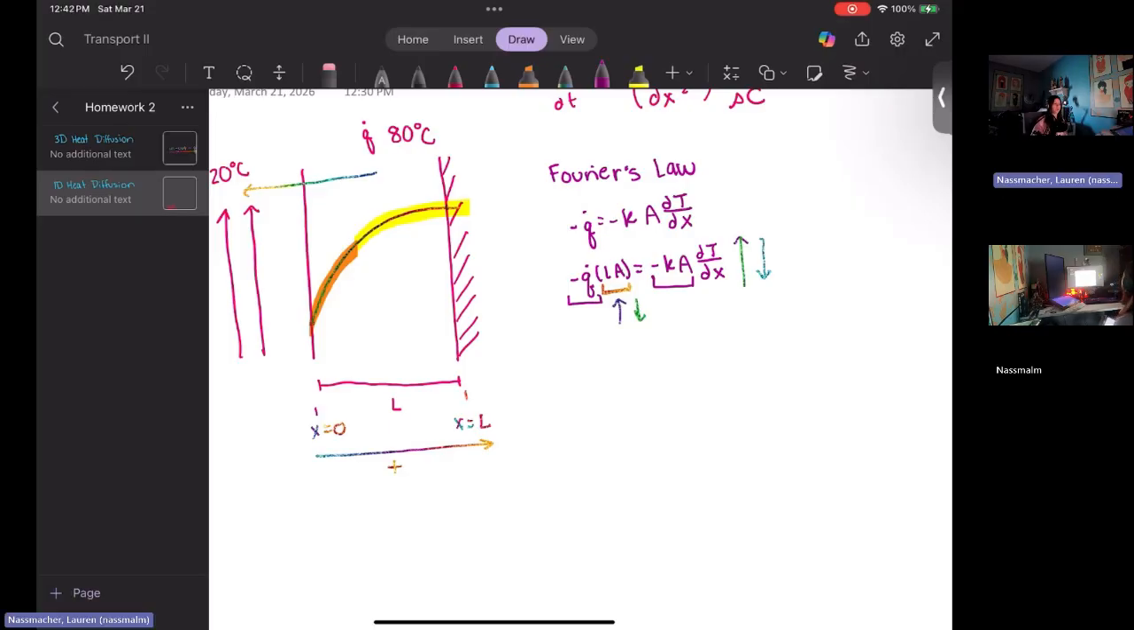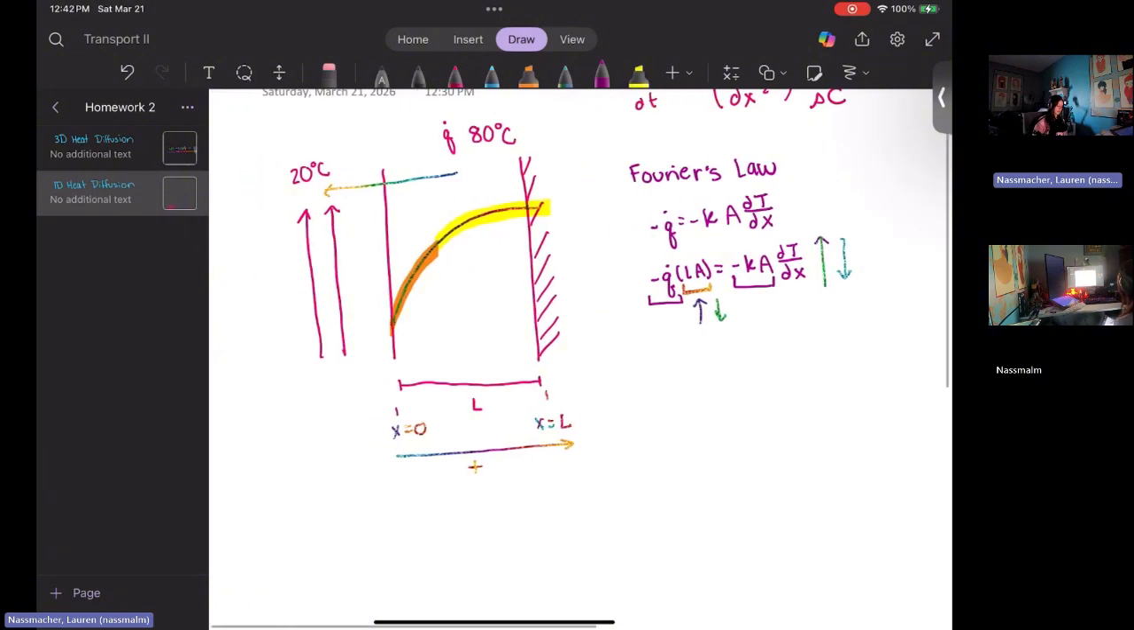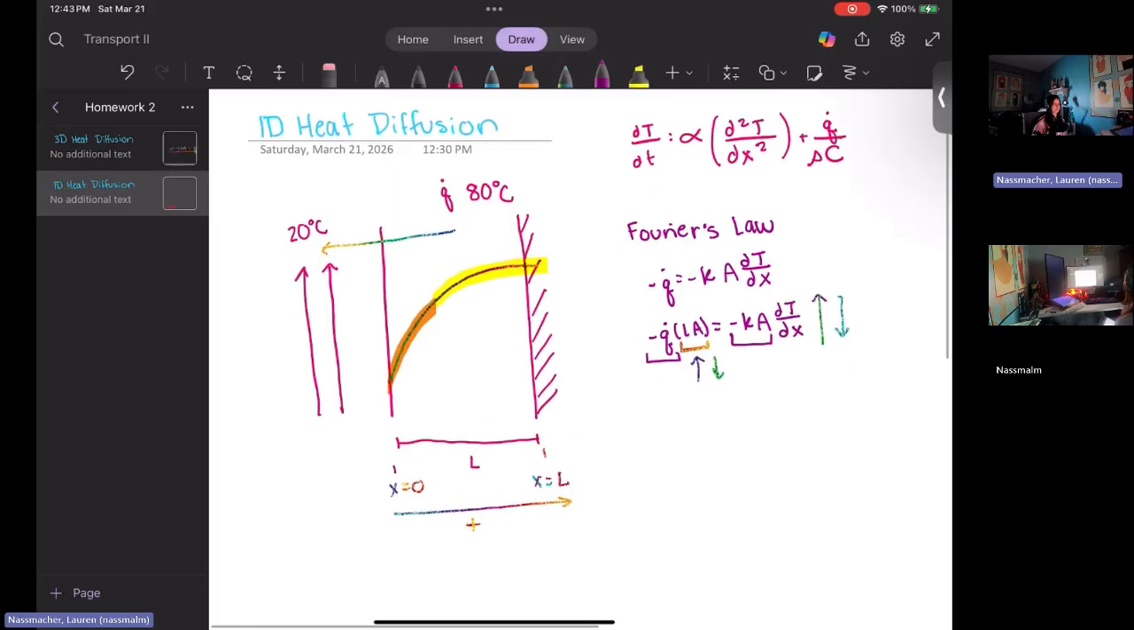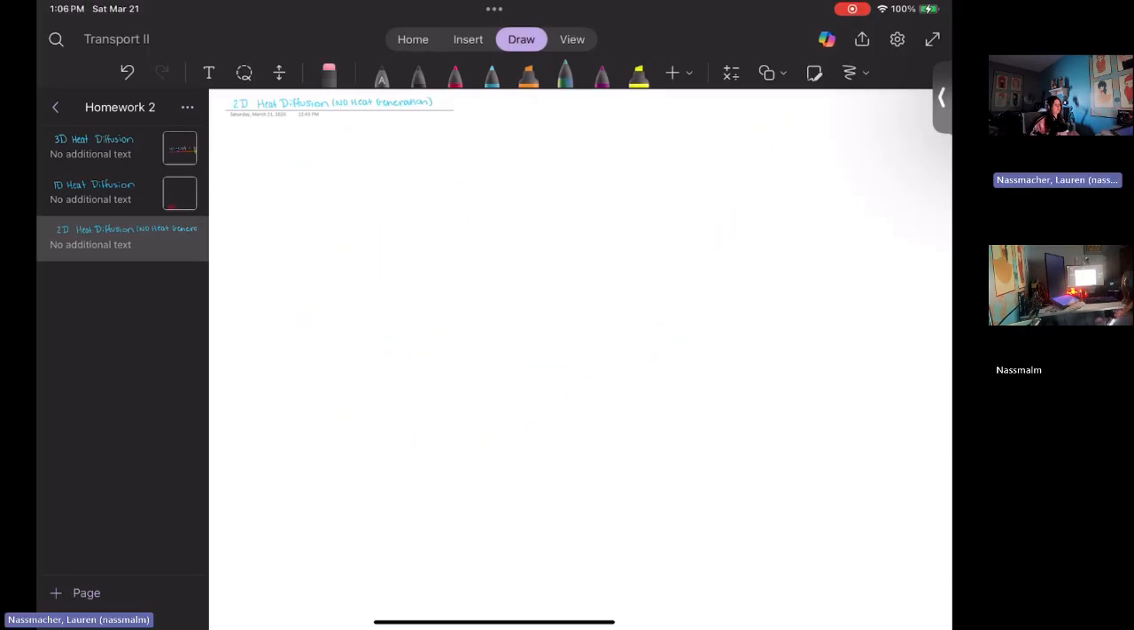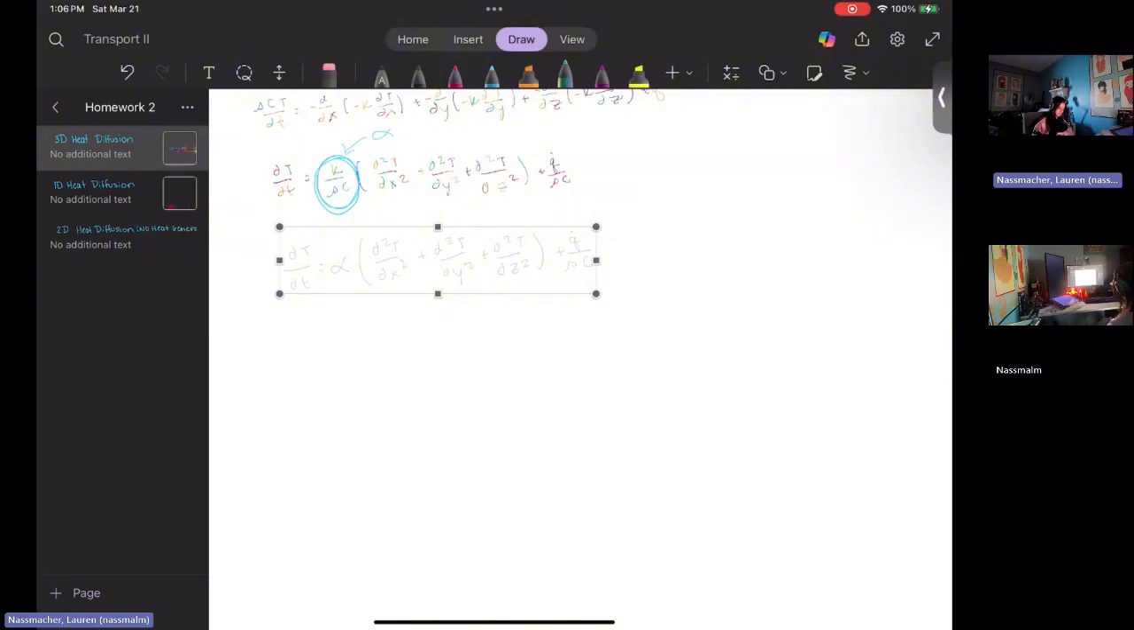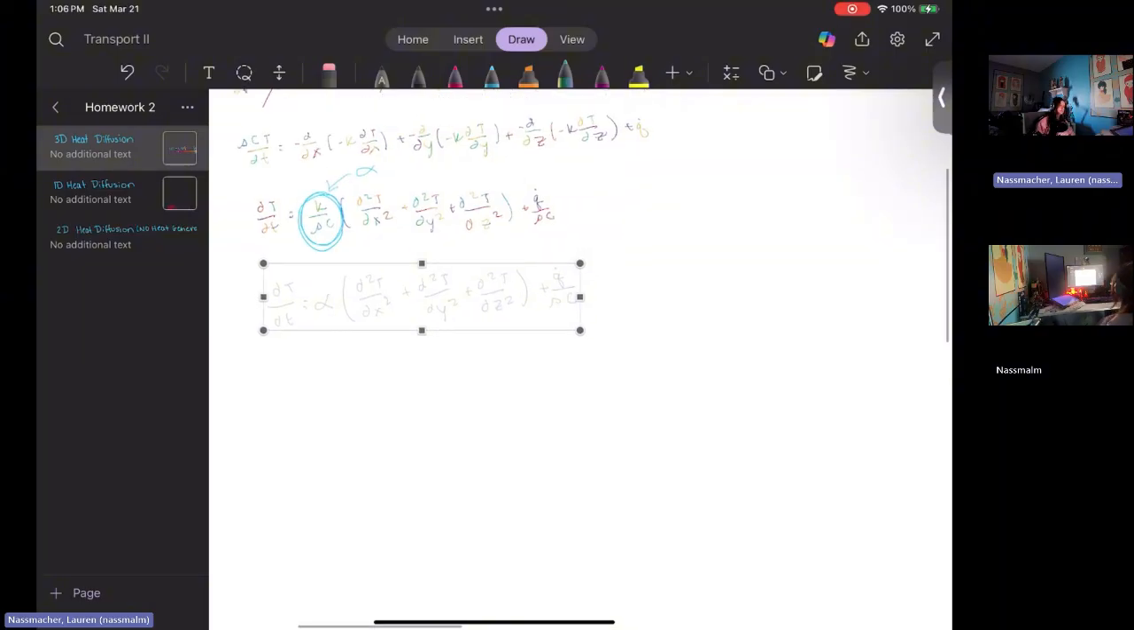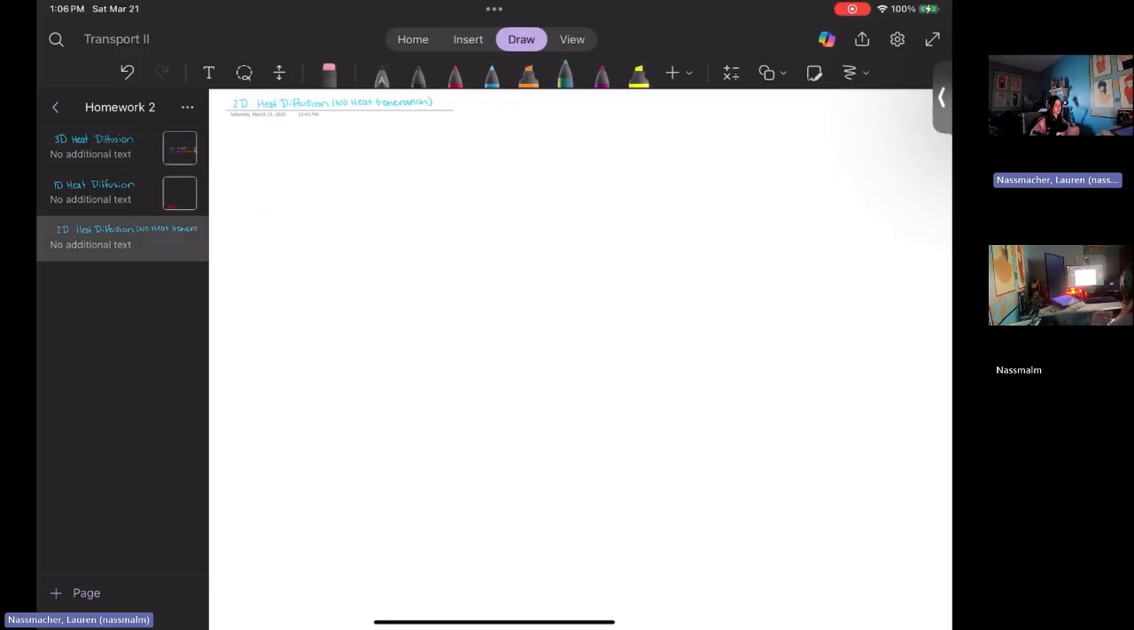And so this is how you derive an equation to show the temperature profile of a one-dimensional heat diffusion problem for heat generation with an insulated side. So now what if we want to find the equation for a 2D heat diffusion with no heat generation? That's a great question. We can use our equation from our 3D heat diffusion and transform that into something that we can use for a 2D heat diffusion equation with no heat generation.